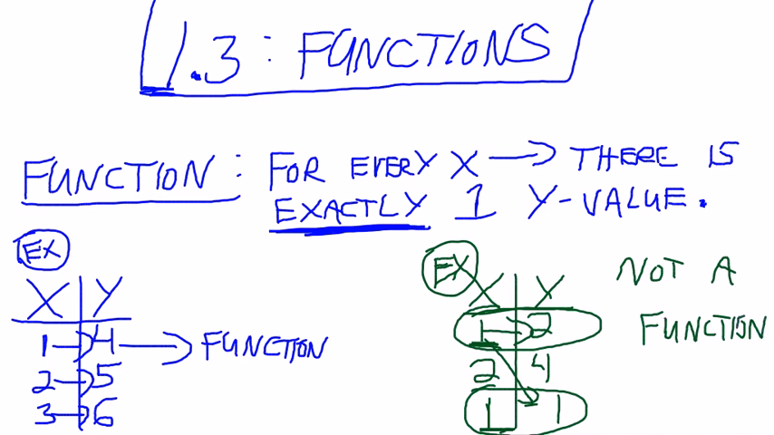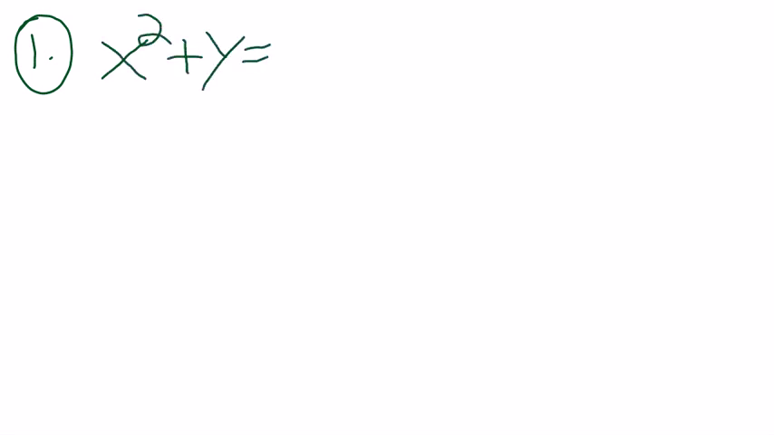Okay, let's go to the next part of your worksheet where there's two equations. Your directions say which of the equations represents y as a function of x. So it has to satisfy that definition: for every x, there's only one y value. For this first one, we have x squared plus y equals 1.